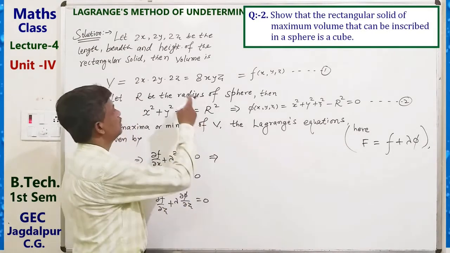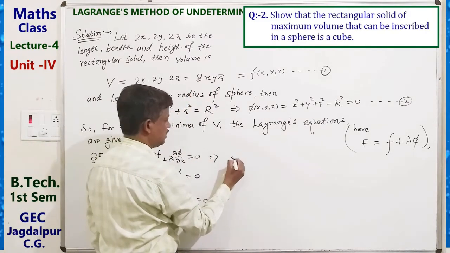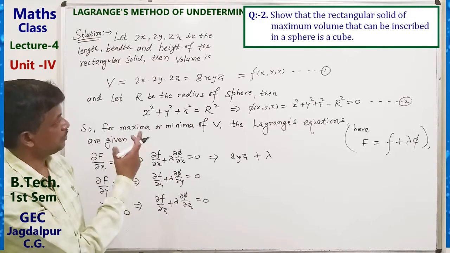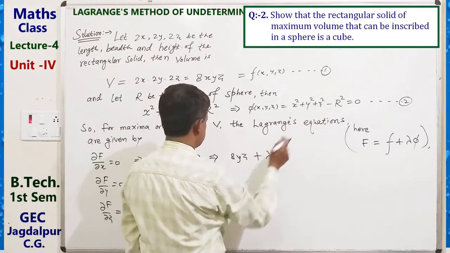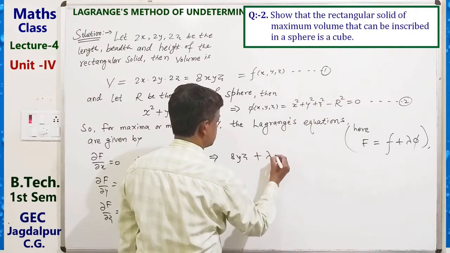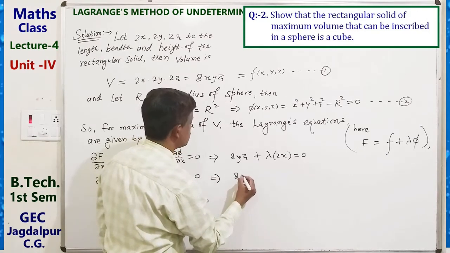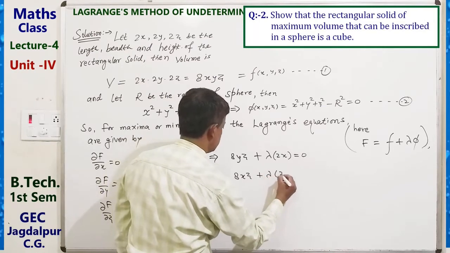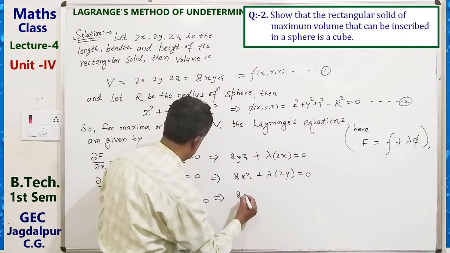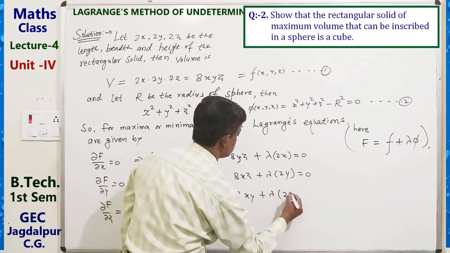∂f/∂x, f at x, y, z. So ∂f/∂x means with respect to x, 8yz, plus λ ∂φ/∂x. This is φ. So ∂φ/∂x with respect to x gives 2x. So 8yz + λ2x = 0. Similarly, with respect to y, 8xz + λ2y = 0. Similarly, with respect to z, 8xy + λ2z = 0.